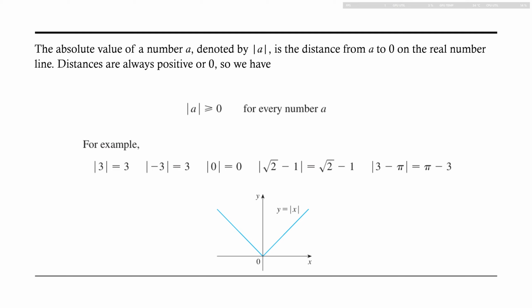The absolute value of a number a, denoted by that, is the distance from a to 0 on the real number line. Distances are always positive or 0. So we have the following definition. The absolute value of a is always greater than or equal to 0 for every number a. Therefore, the absolute value of any number will never be negative.